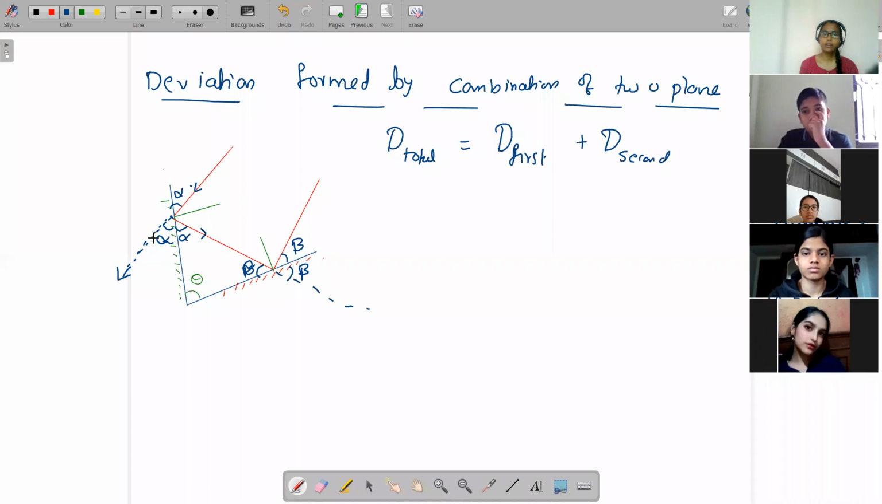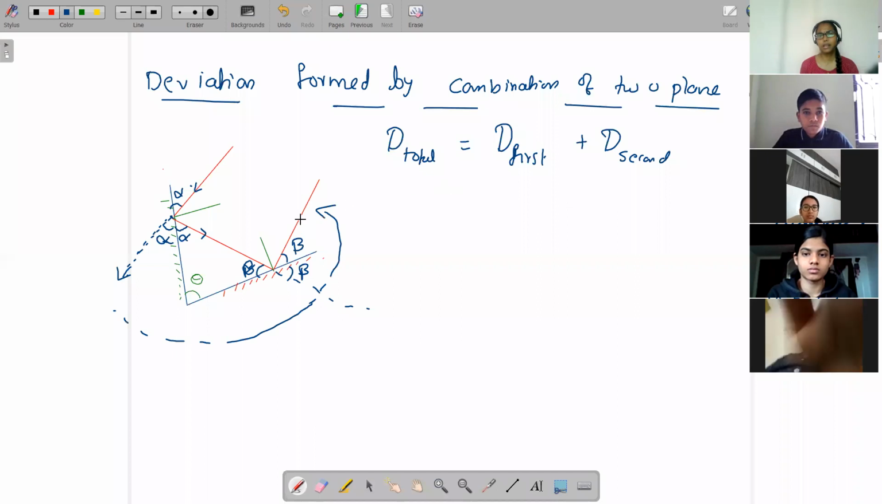Okay, see, instead of the ray going in this path, it will come along this path. Here the ray will come from here to here. So how much angle is there from here to here? We need to calculate. Here to here plus again here to here, we can calculate.